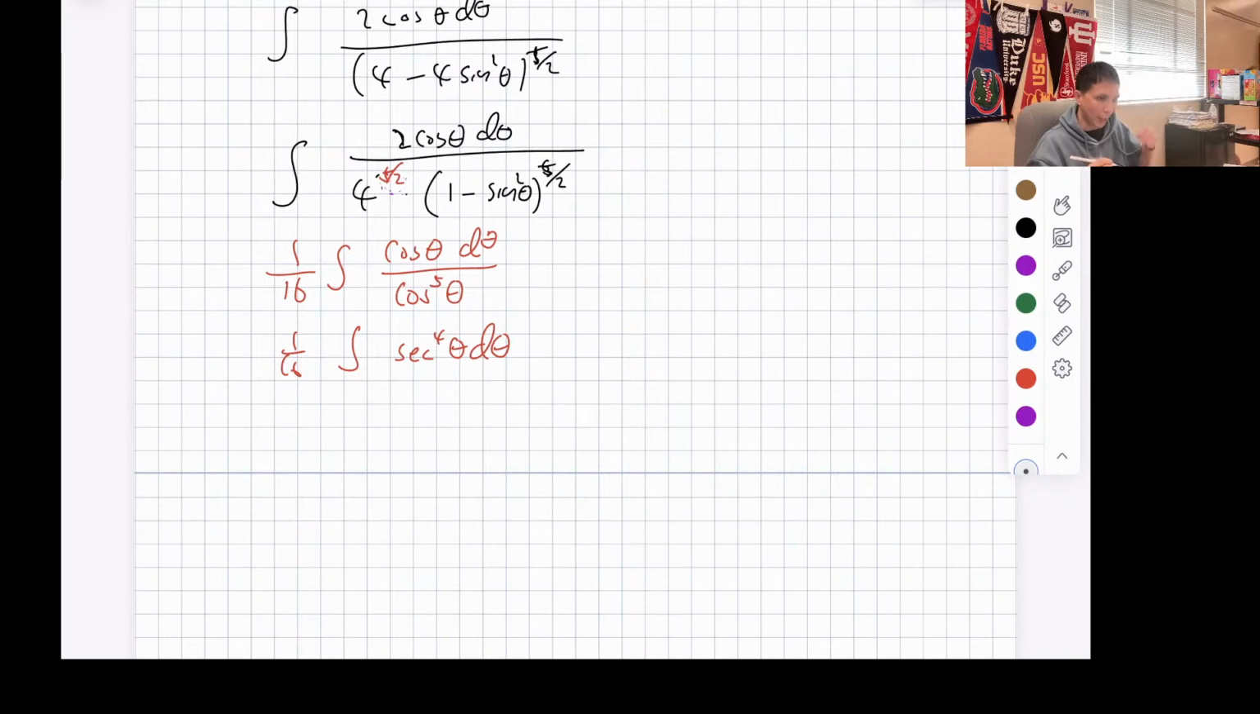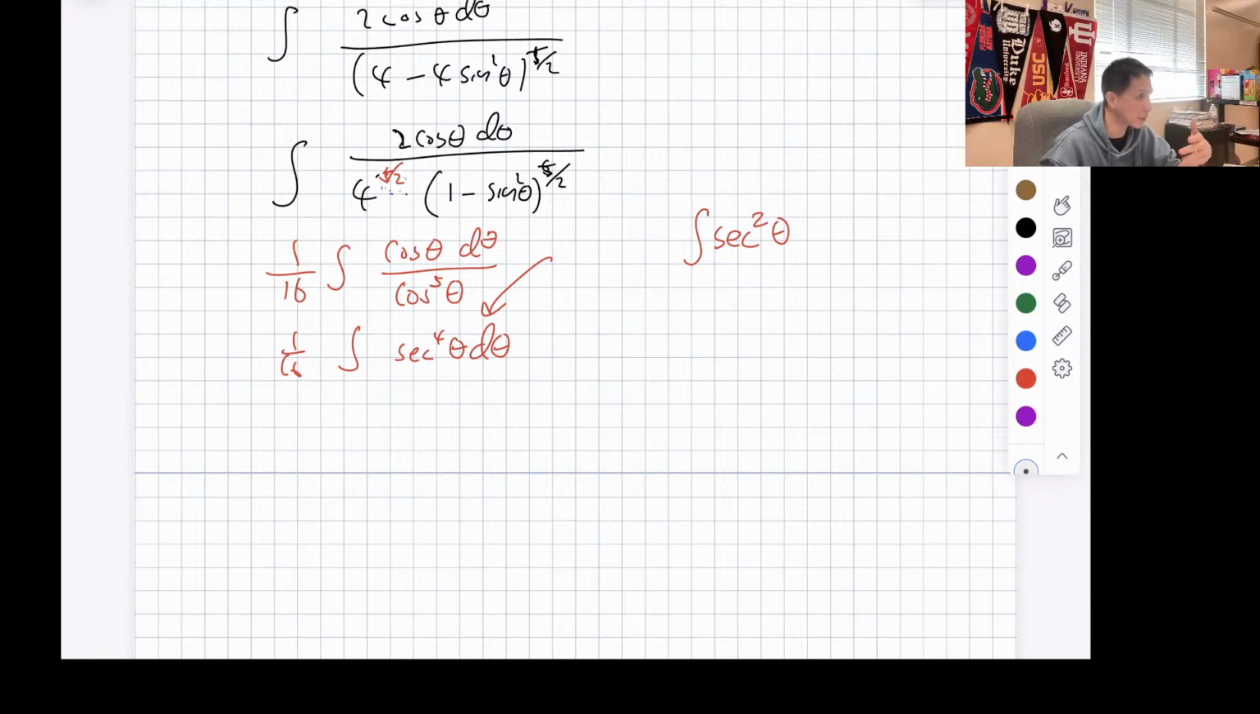The reason why I want to do the 5th is that if you do the 3rd, then it will just be secant squared theta, which is just tangent. But this is much more fun here, because this reviews how to do integration with trig integrals, not trig substitution. Does that make sense? Yeah.